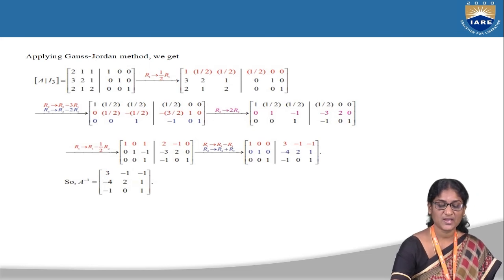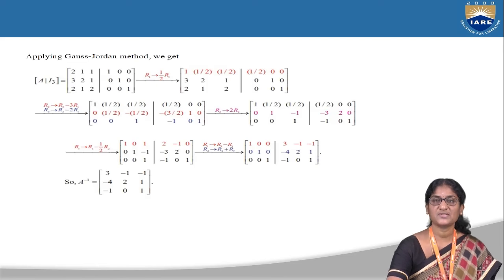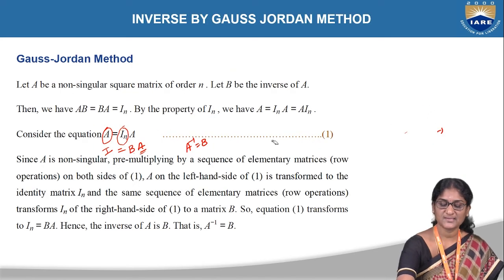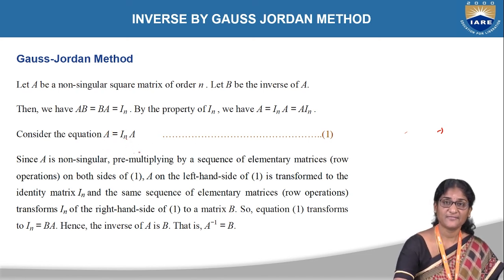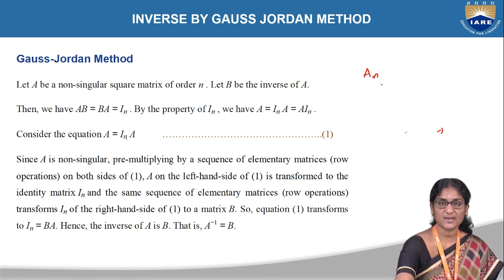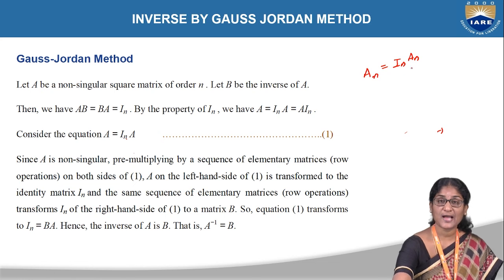Now this is a procedure which we have done already, right? So I'll repeat the procedure once again. Suppose A is a matrix whose inverse has to be found. Suppose A is a square matrix of order n. Then it has to be assumed as the product of identity into A. You know that the product of a matrix with identity is the matrix itself. So In into An is nothing but An.